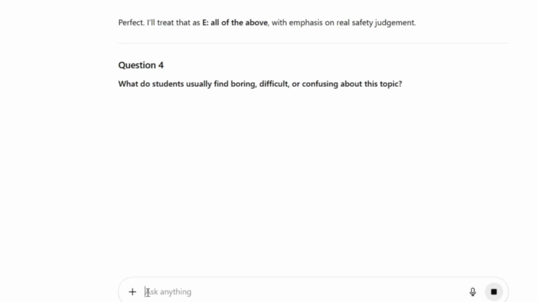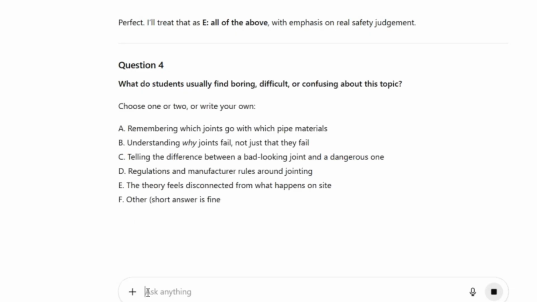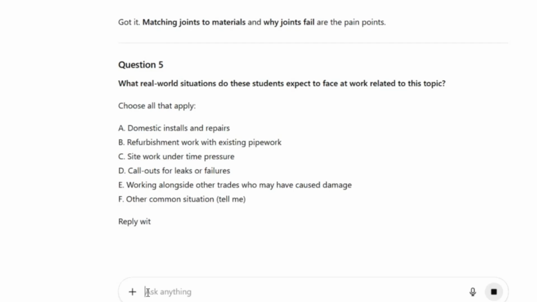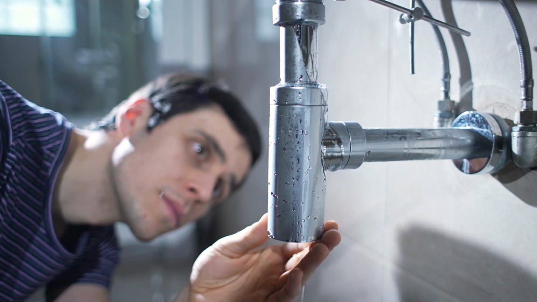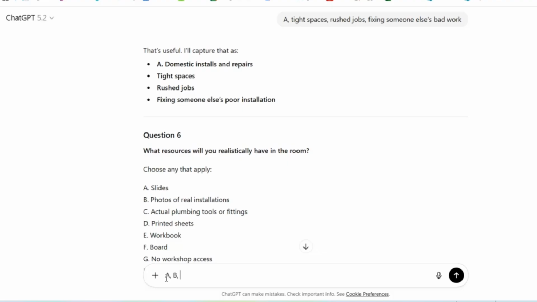Already this feels different. Then it asks what students usually find boring, difficult, or confusing about this topic. I tell it they mix up joint types, underestimate small mistakes, and don't see why tiny errors matter until something leaks. Next, it asks what real-world situations they expect to face. Domestic installs, tight spaces, rushed jobs, fixing someone else's bad work. Then it asks what resources I actually have in the room. Slides, photos, maybe some fittings, no workshop access.